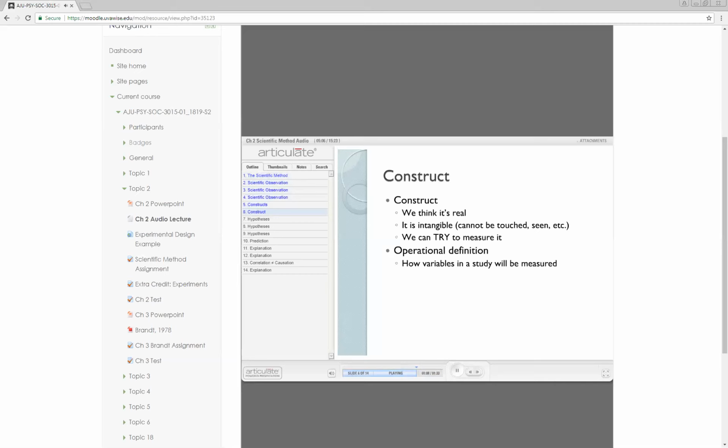So how we operationally define a construct is going to vary from study to study, and it could lead to different results. So the good thing to remember about constructs is that a construct is kind of the general phenomenon. If somebody asks you what your study was about, you say happiness, depression, those kind of general ideas that we study in psychology, and an operational definition is how you actually measure it.